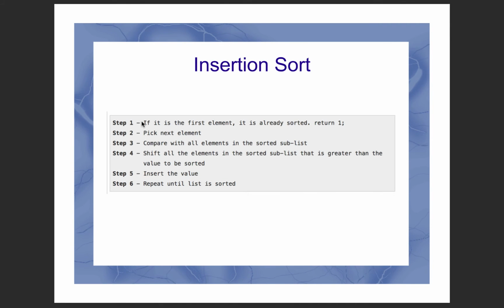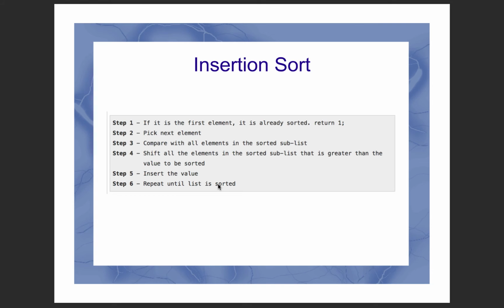So the insertion algorithm: the first element is already sorted, so we assume that the first element is already sorted. The second step is to pick the next element from the unsorted area and compare it with all the elements in the sorted sublist. We shift all the elements in the sorted sublist that are greater than the value to be inserted. So we make a place for the element that we want to insert into the sorted area, insert the value, and repeat until the list is sorted.